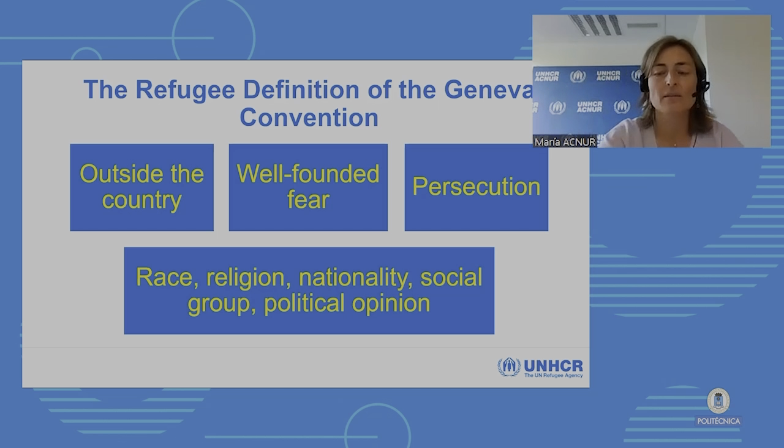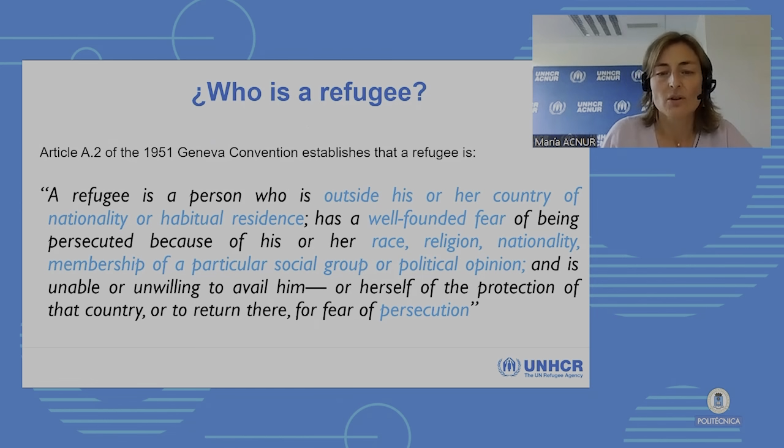If you go back to the definition, we talk about the country that you are unable or unwilling to avail yourself of the protection of. The country is not willing or cannot provide protection. This means that you can face a situation where a person is being persecuted by their authorities. That would be what we all have in mind: a person that has to flee because the authorities are persecuting that person, are violating the rights of that person.